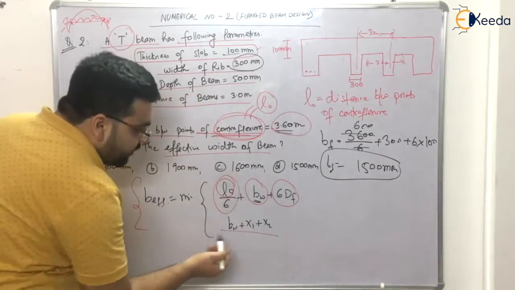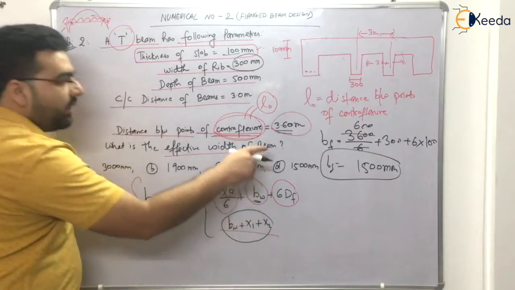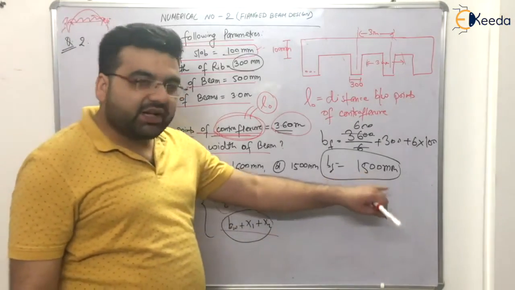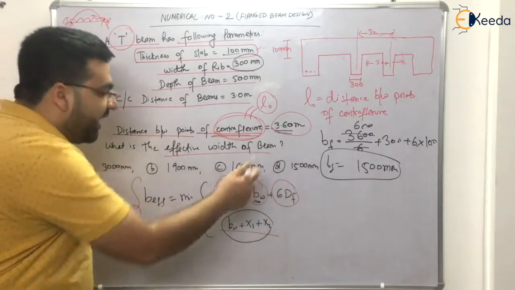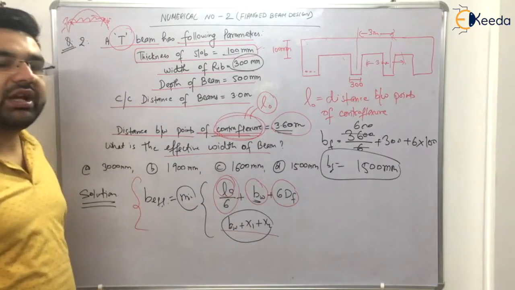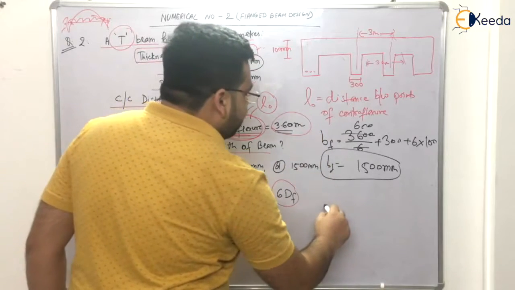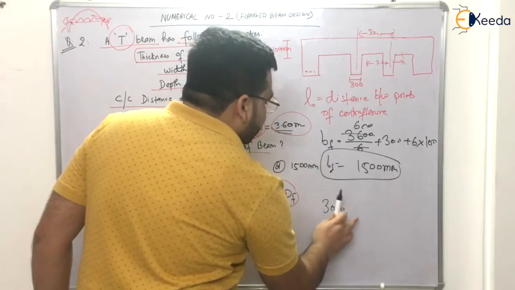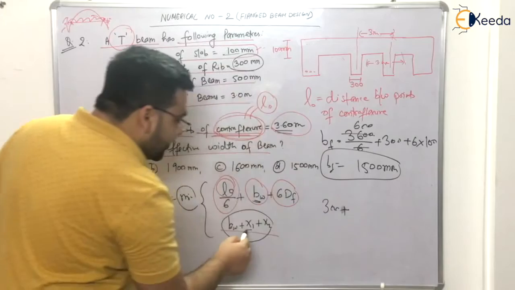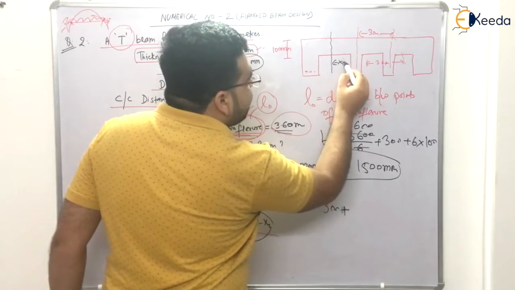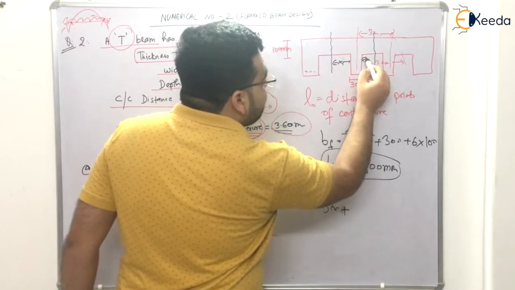Now I also have to see whether this value comes out to be greater than 1500 or not. If this value comes out to be greater than 1500, my answer would be 1500. Why? Because the minimum of the two has to be taken as the answer, right? So what is the width of the web? That is 300 mm, plus x1 plus x2. So x1 and x2 are basically these distances. This is your x1 and this is your x2, right?